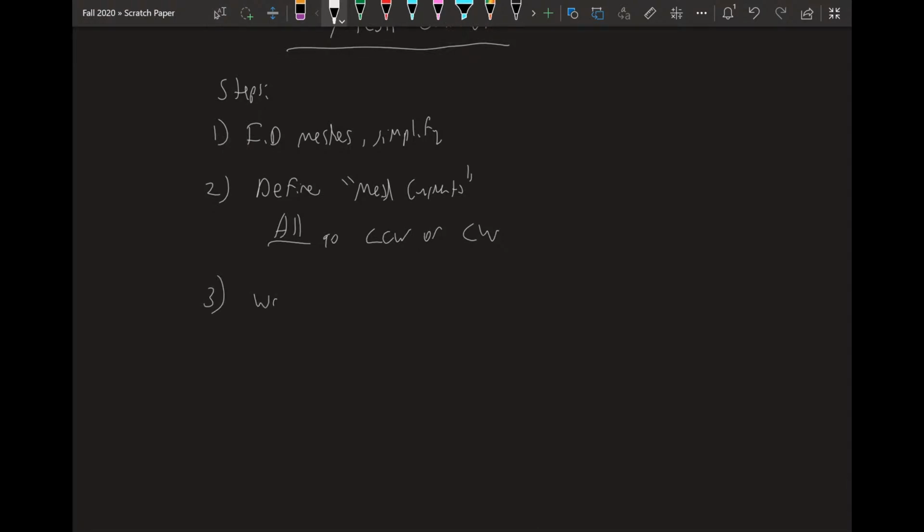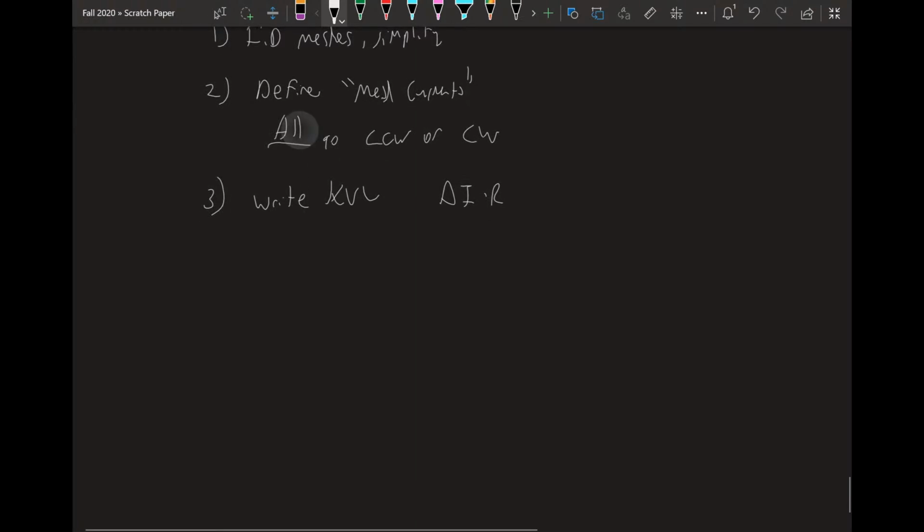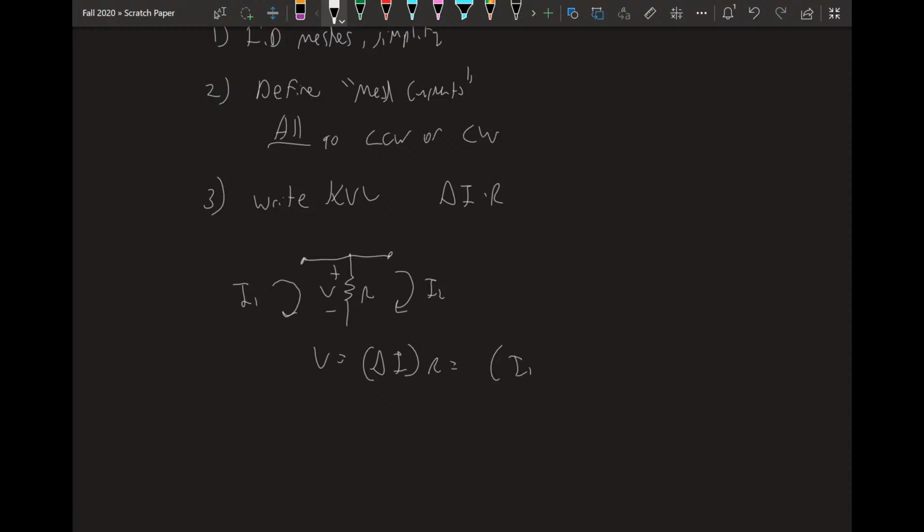Step 3 is now we're writing KVL equations around each mesh in terms of the mesh current using Ohm's law. So before we were doing change in voltage over I. Now we're doing change in current times R. Let's do an example for that. Let's say you have some sort of R here. It has some voltage across it, V. We have 2 mesh currents, I1 and I2, going here. Describing the voltage across R in terms of mesh currents, voltage equals a change in I times R, which equals I1 minus I2 times R.